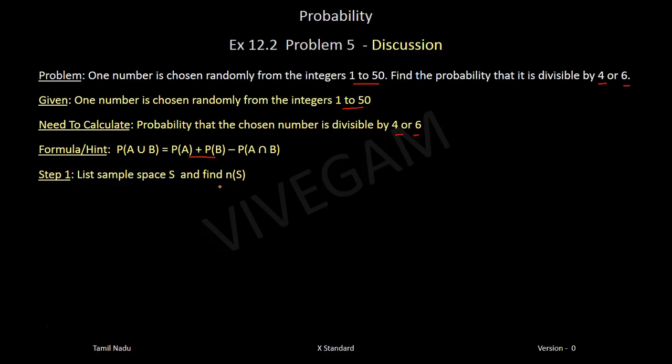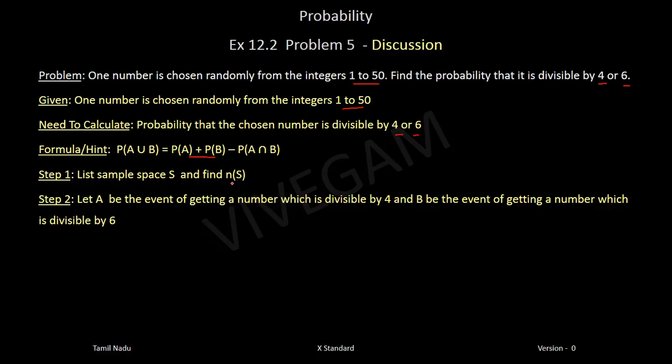Now, the addition theorem is the one which will be applicable, right? So, let's put the steps. First step is to list the sample space and find n of S. Next, let A be the event of getting a number which is divisible by 4 and B the event of getting a number which is divisible by 6. List the outcomes of A, B and A intersection B together. Find n of A, n of B and n of A intersection B.